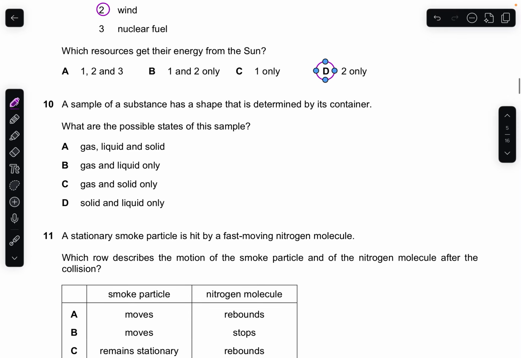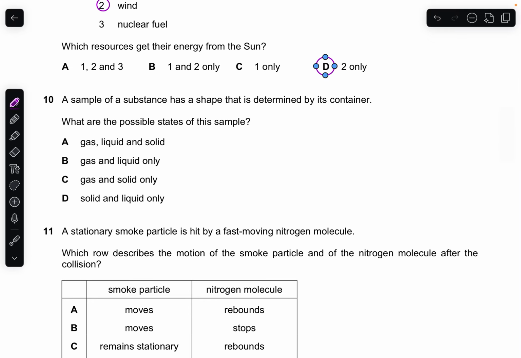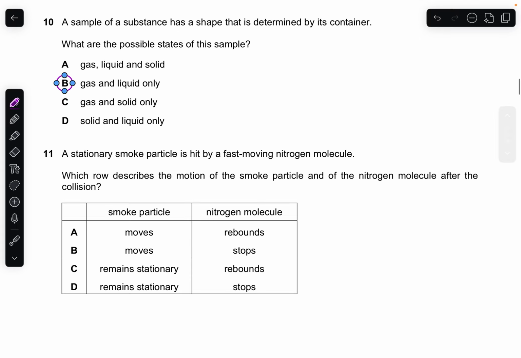In question 10, a sample of a substance has a shape that is determined by its container. What are the possible states of this sample? If you remember the states of matter, liquid will adopt the shape of the container, and gases will expand as the container does, occupying all of the volume of the container. Solid will not change its shape. So it's gas and liquid that can adopt the shape of the container.